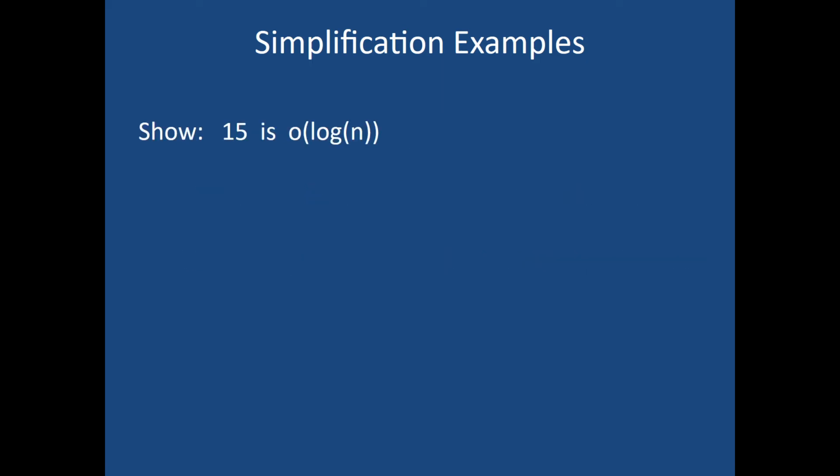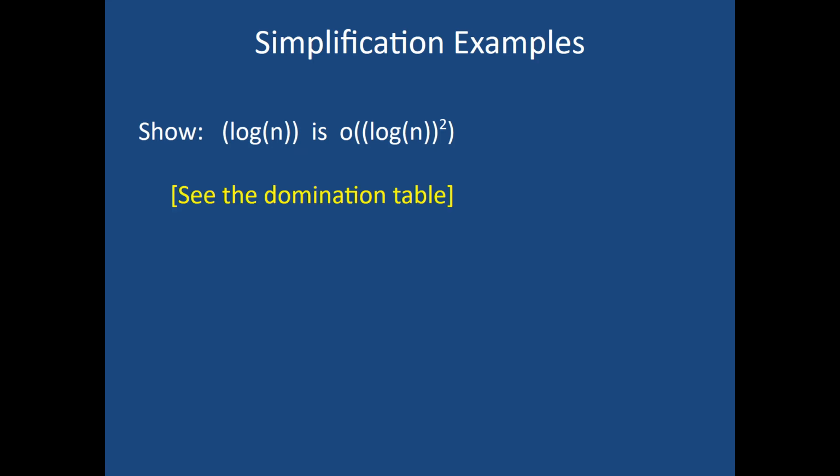What about this one? How do we show that 15 is dominated by log n? Because all constants are dominated by all logarithms. You hark back to the table I showed you, and constants are dominated by logs. Okay? What about that one? How do you argue that log n is dominated by log n squared? Looking back at the table, for logs, the higher exponent dominates the lower exponent. The table says this as well: higher powers of logs dominate lower ones.